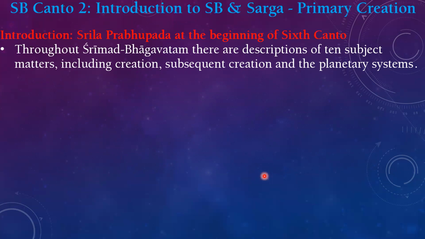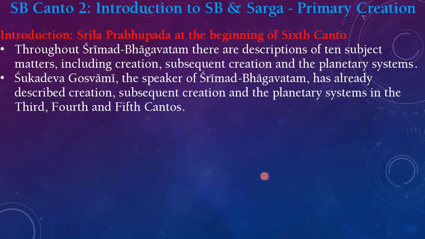Throughout Srimad Bhagavatam, there are descriptions of 10 subject matters, including creation, subsequent creation, and the planetary systems. Srila Sukadeva Goswami, the speaker of Srimad Bhagavatam, has already described creation, subsequent creation, and the planetary systems in the 3rd, 4th, and 5th cantos. Srila Prabhupada says in the 6th canto that creation has been described in the 3rd canto, subsequent creation in the 4th canto, and planetary systems in the 5th canto.